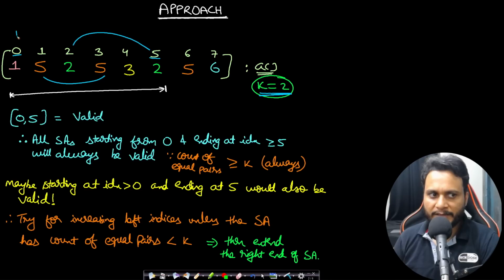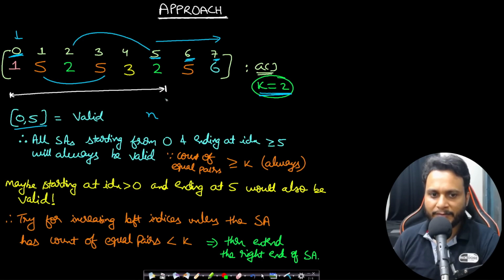And if this subarray is valid starting at 0 and ending at 5, then I can take starting at 0, ending at 6, and this will definitely be valid, because increasing the number of items will never decrease the number of equal pairs. Even if you include the 7th item along with the 6th item, you are not going to go below 2. You can always increase or remain the same. So if 0 to 5 is valid, then 0 to all the indices to the right of 5 will always be valid.